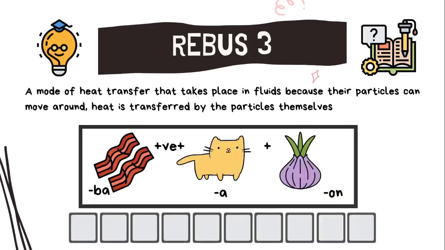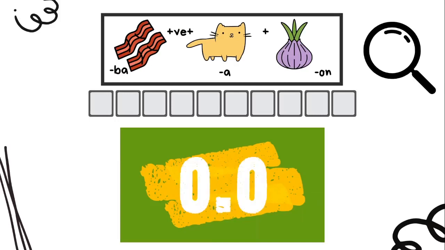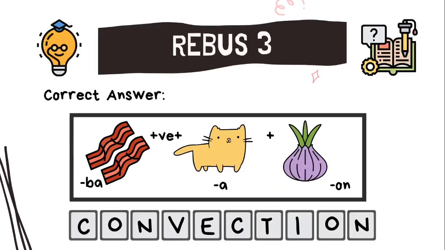A mode of heat transfer that takes place in fluids because their particles can move around. Heat is transferred by the particles themselves. Made up of 10 letters, your 10 seconds starts now. The right answer is convection. Very good if you got that right.